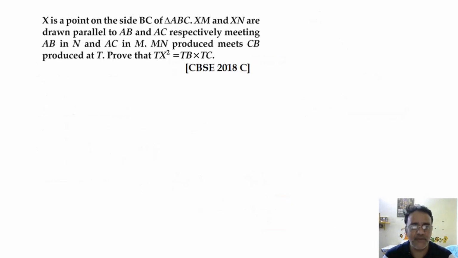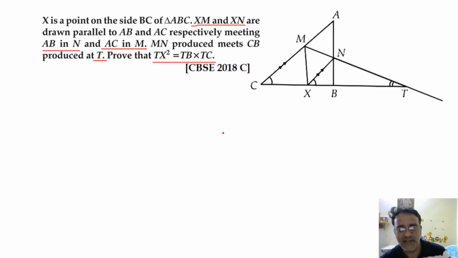So we'll move towards one more question. This is a very good question. X is a point on the side BC of triangle ABC, and XM and XN are drawn parallel to AB and AC respectively, meeting AB in M and AC in N. MN produced meets CB produced at T. Prove that TX square is equal to TB into TC. So for this question, the diagram was not given in the exam. Okay, this is the diagram.